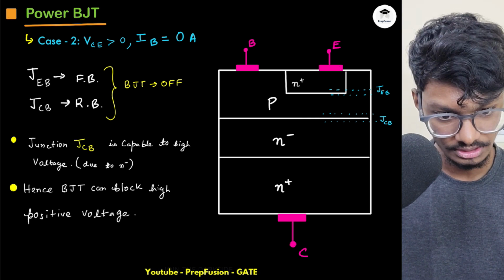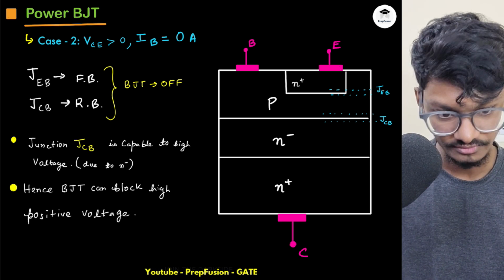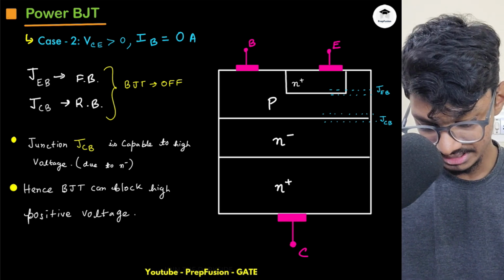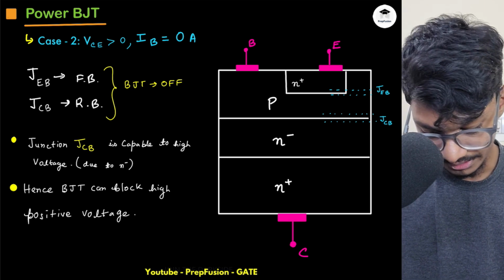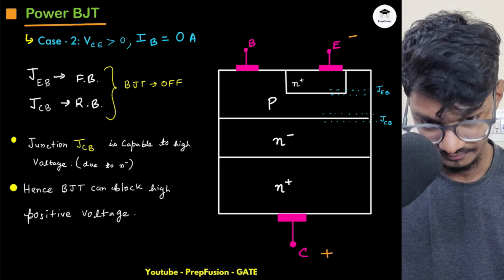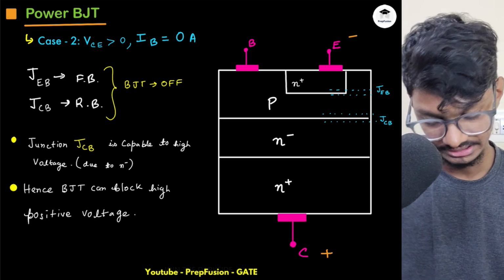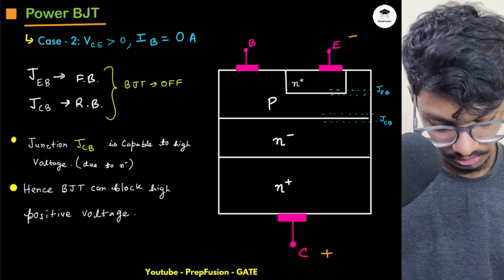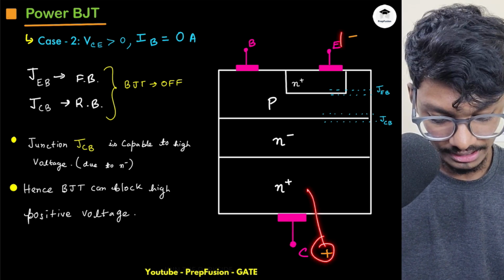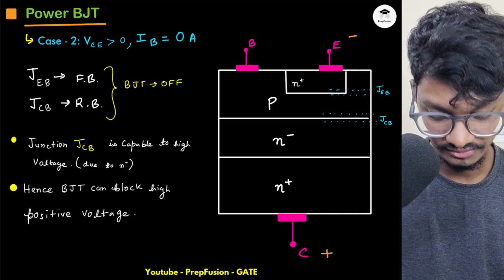We're making our VCE positive. So if we make our VCE positive, what will happen? In this case, I am applying this as positive and this as negative. So quite the opposite thing is happening. Again, plus is connected to this N and negative is connected to this N. So this is reverse bias, right?